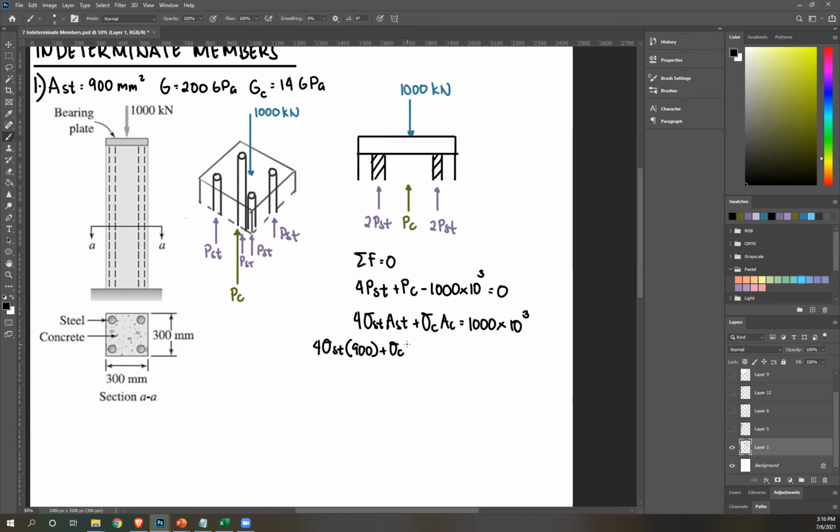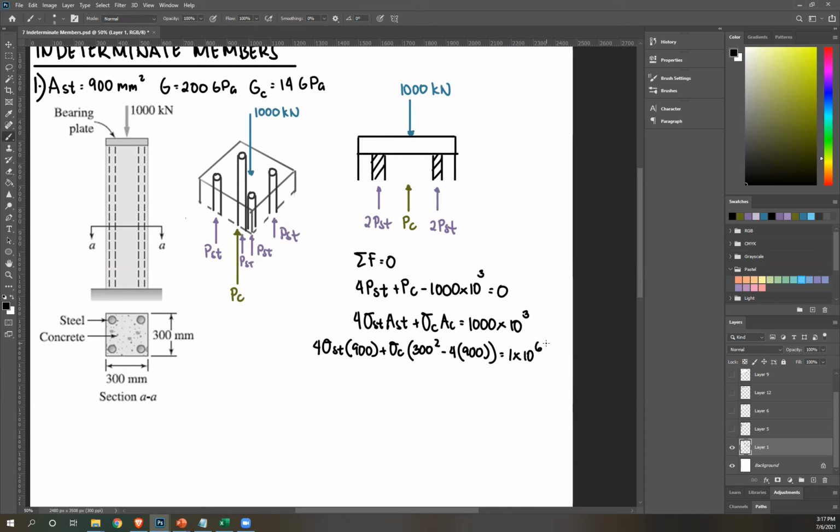Area of concrete. How are you going to do that? So you can see here, that's the cross-sectional area of your concrete. So it's basically a square, because it's 300 by 300. So area of a square is side squared. So 300 squared. However, we have these steel bars, so you need to subtract, because basically these are holes for the concrete. So minus, there's 4 of them, so 4 times 900. Then equals 1000 times 10 raised to 3 or 1 times 10 raised to 6.